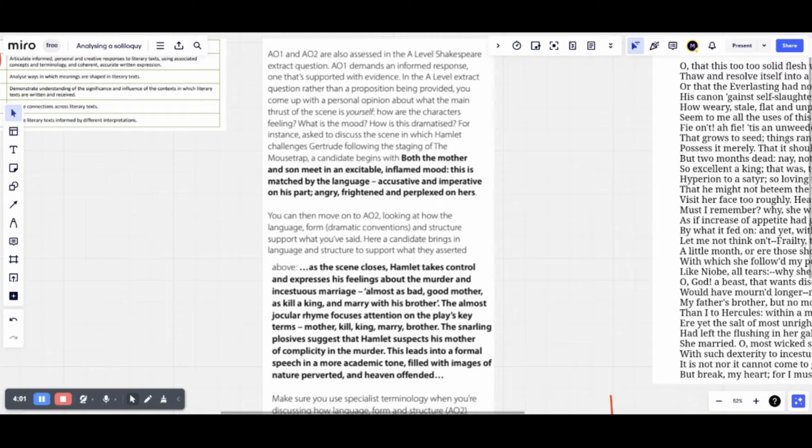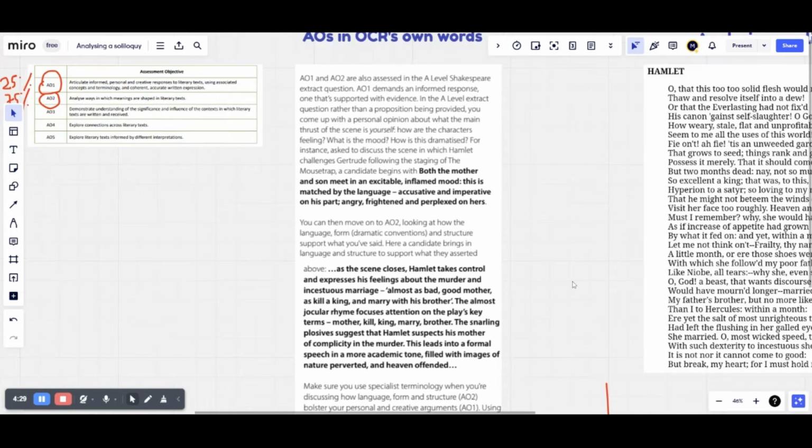As the scene closes, Hamlet takes control and expresses his feelings about the murder and incestuous marriage, almost as bad, good mother, as kill a king and marry with his brother. The almost jocular rhyme focuses attention on the play's key terms, mother, kill, king, marry, brother. The snarling plosives suggest that Hamlet suspects his mother of complicity in the murder. This leads into a formal speech in a more academic tone, filled with images of nature perverted and heaven offended.